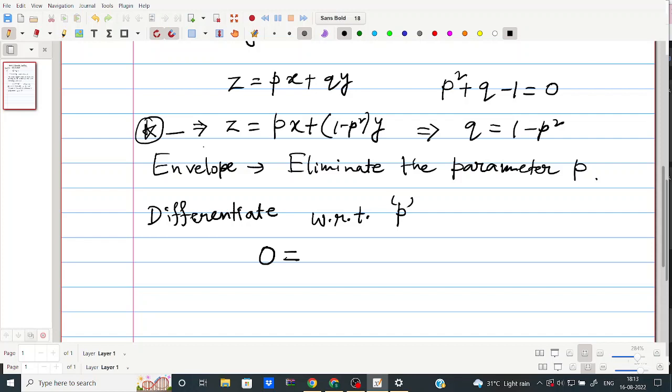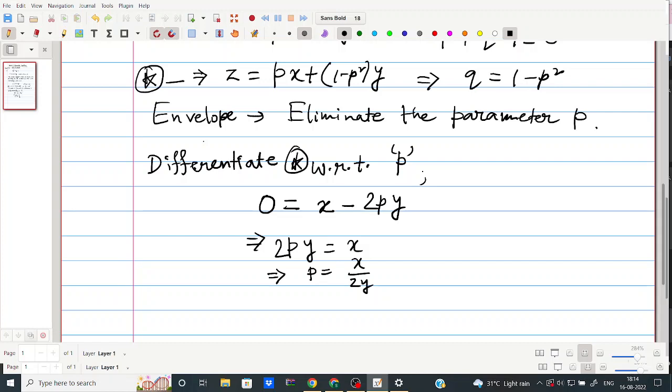So you have to eliminate the parameter p. To eliminate, you have to differentiate this equation star with respect to p and find the value of p from this. So what I get, 2py equal to x, right? So p is equal to x by 2y. Now I will put this value of p in star, so that p will be eliminated.